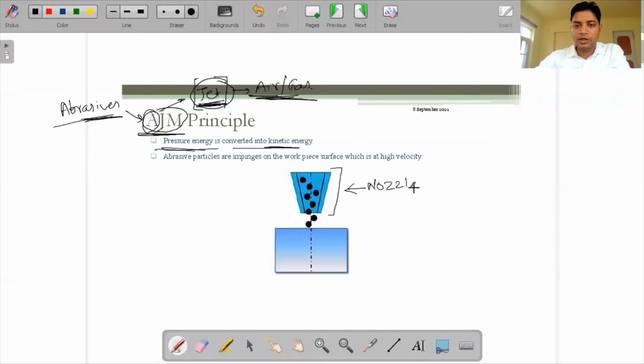This portion is basically the nozzle, and this is the workpiece. Now, next, this blue color is basically the boundary of this one. So this is the nozzle, and here you can see that this black color boundary is also there. This boundary is basically the adjustable boundaries.